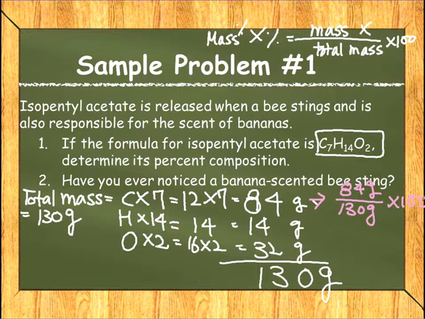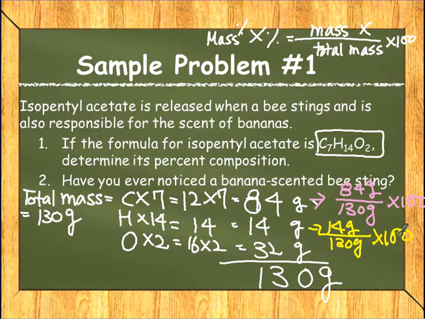Okay, so stop writing really quick. Tell me verbally, how would I find the mass percent of hydrogen then? Raise your hand. Richard. 14 over 130, times 100, because 14 is the mass of all of the hydrogen that's in here, and I'm going to put that over the total, which is 130. So it writes out as 14 grams divided by 130 times 100.